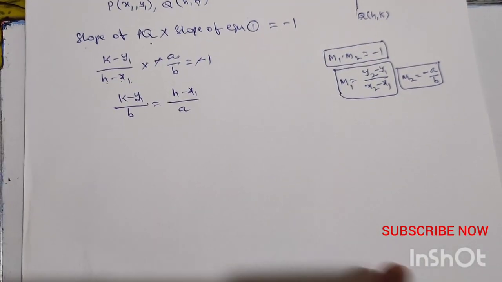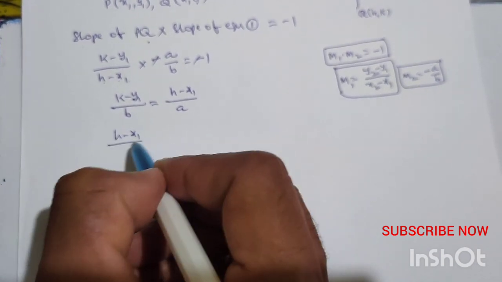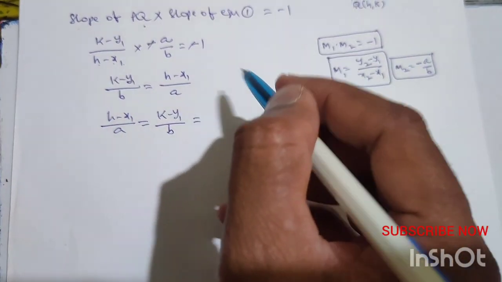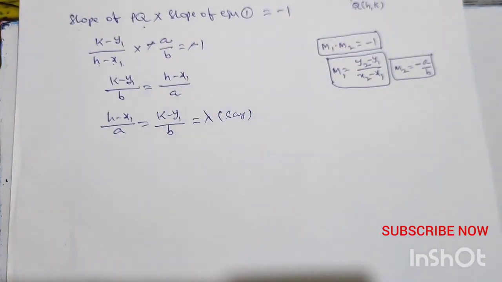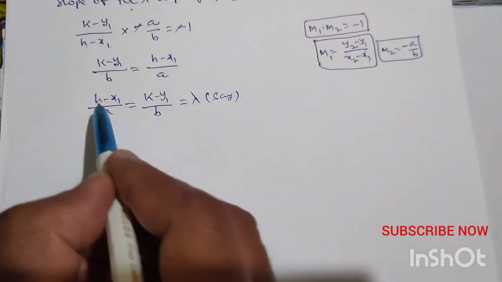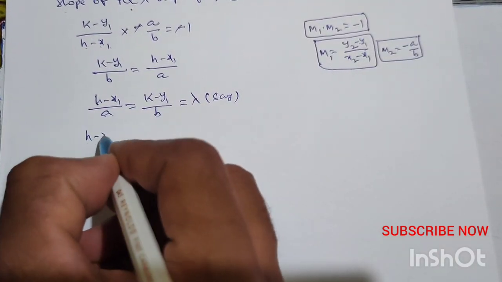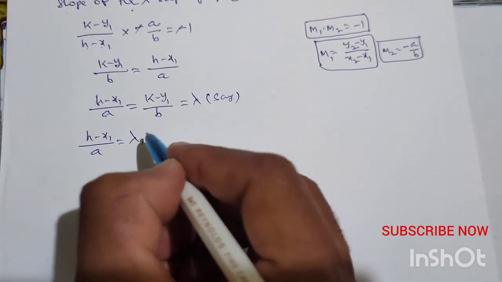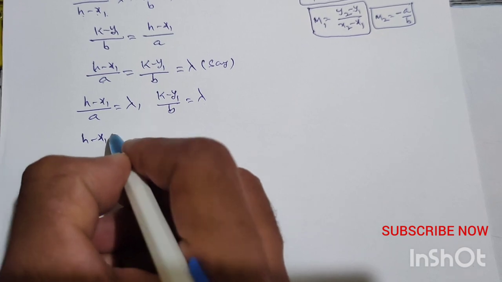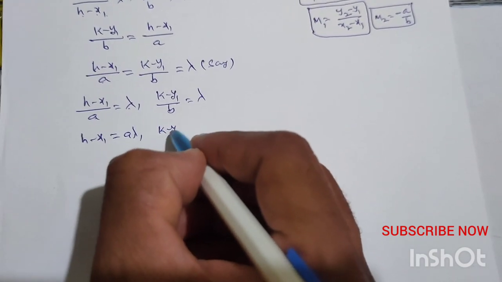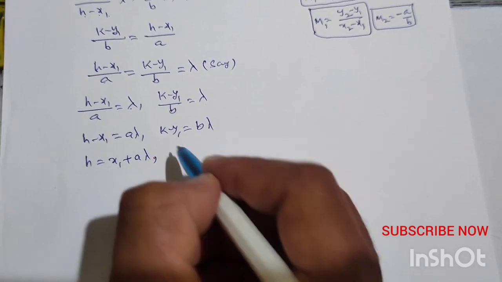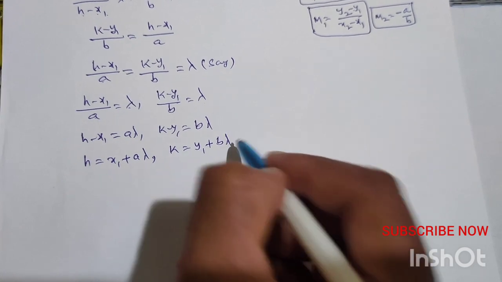So now (h − x1)/a = (k − y1)/b = say λ. Then (h − x1)/a = λ and (k − y1)/b = λ. So h − x1 = aλ and k − y1 = bλ. Taking x1 and y1 to the other side, h = x1 + aλ and k = y1 + bλ.